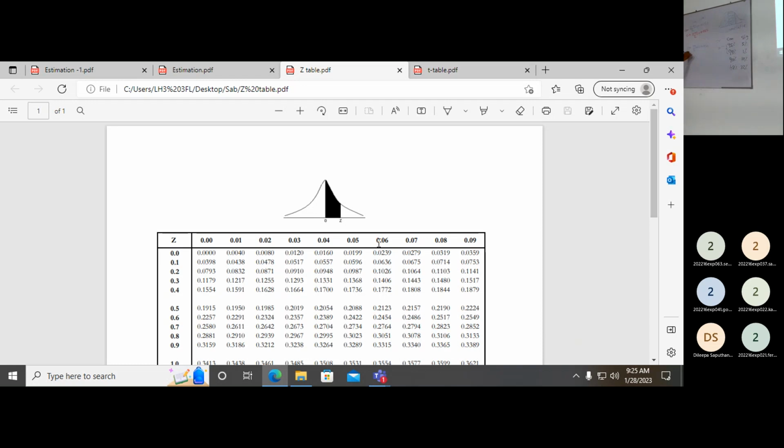If it is significance, it means 0.01, 1%. When you divide equally, 0.005.